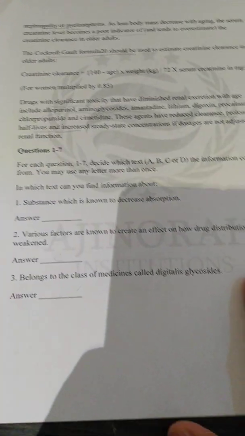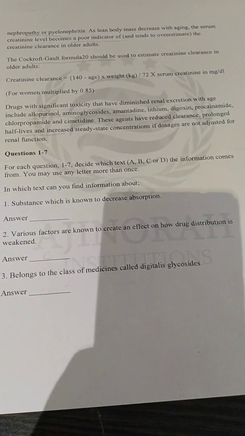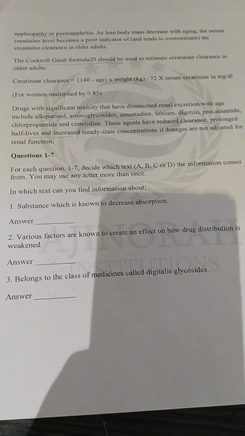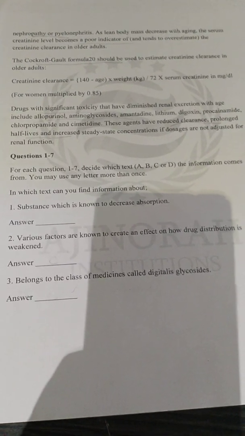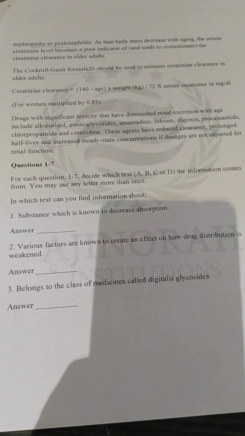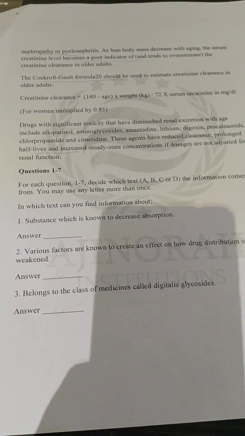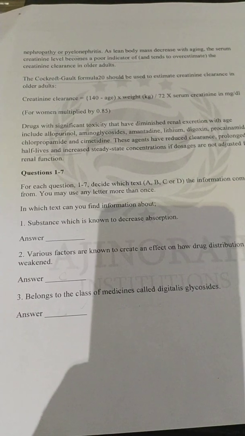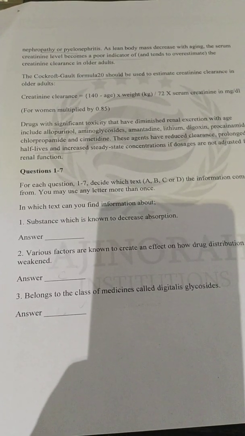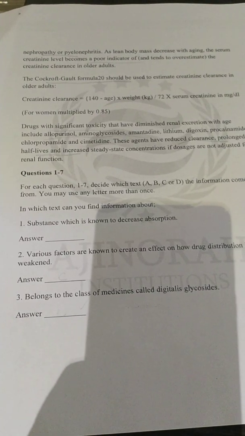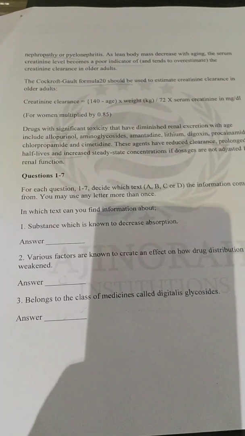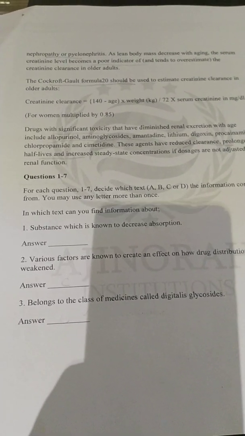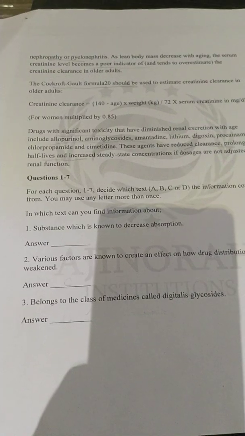Then let's go back to question number 1. So in this section, for each question 1 to 7, decide which text A, B, C or D the information comes from. So you may use any letter more than once. We can use any letter A, B more than once, but you should write only A, B like that. So in which text can you find information about? Let's look. So number 1 is substance which is known to decrease absorption. So as you know, we saw the absorption all comes under text A. So the answer is text A. No need to write text, just write A.